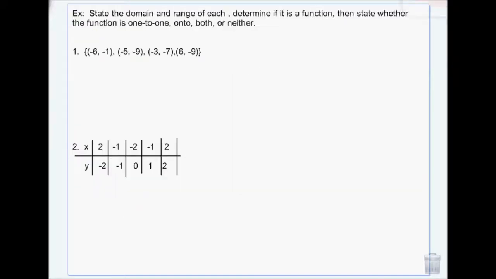Okay, when we're stating the domain and the range, remember that domain is x's and range is y's. So if I do my domain, that's going to be a list of all the x's. And my range is a list of all the y's. Now, if I've got the same number twice, I only list it once.